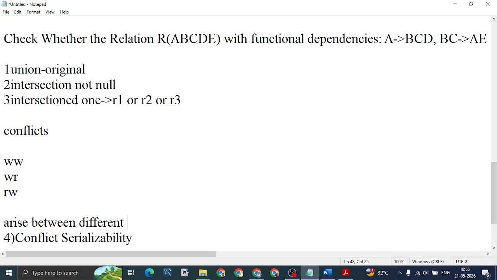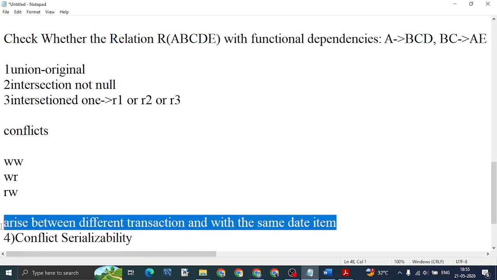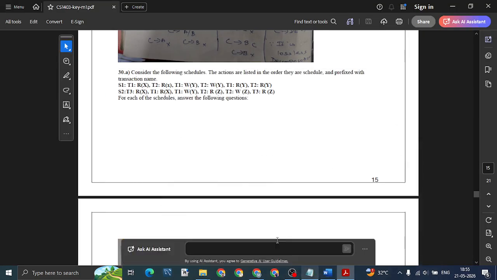You have to check different transactions with the same data item. This is the thing you have to check. Different transactions, same data items. That is the thing. Okay. Now look into the concept.